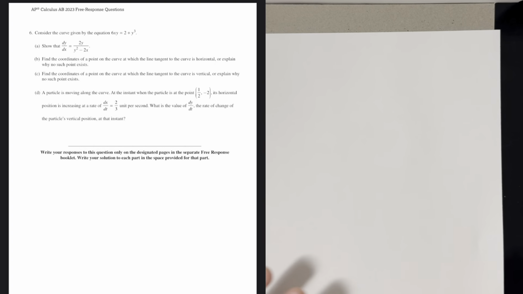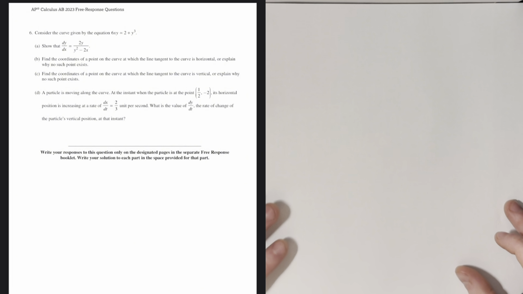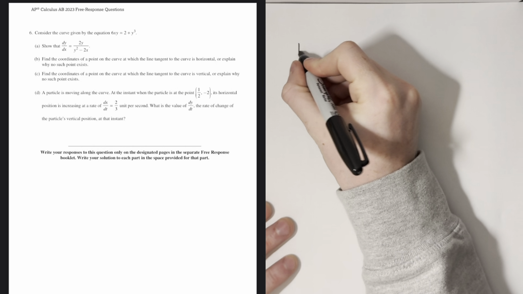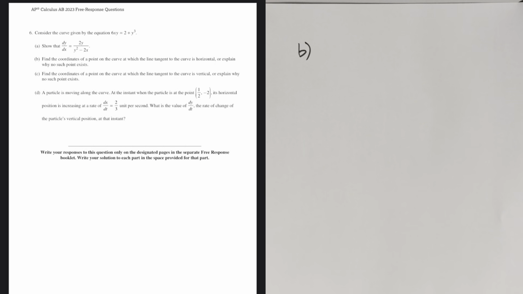Now it looks like part B and part C are pretty similar, just in the way that they're set up. So I'm interested to see how that'll set up. So part B says, find the coordinates of a point on the curve at which the line tangent to the curve is horizontal, or explain why no such point exists.